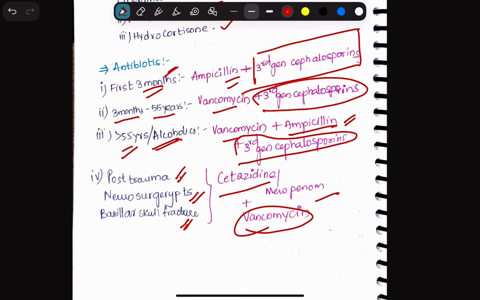So this is about the clinical features, diagnosis, and the treatment of pyogenic meningitis.